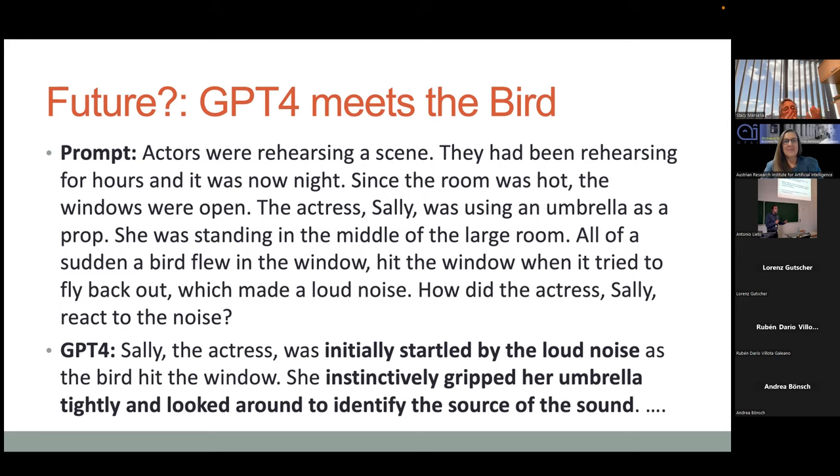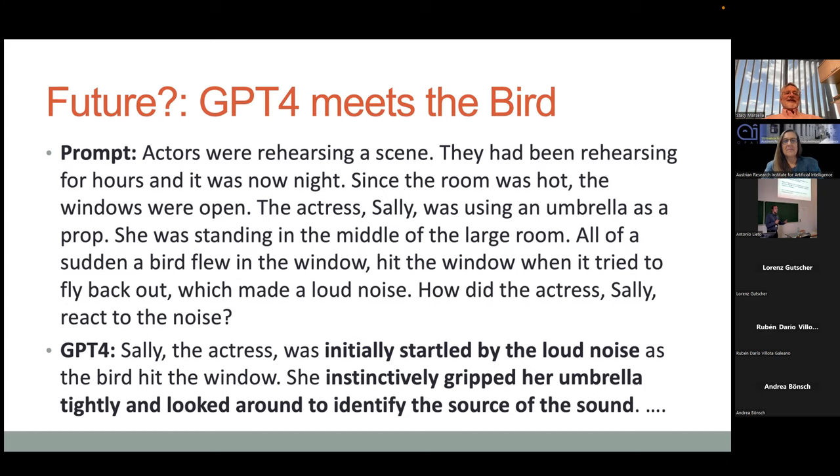We've been looking at it, for instance, modeling theory of mind processes, modeling appraisal dimensions. This is just something I did recently because I was kind of intrigued by it. I wanted to see how GPT-4 would respond to that birds video I just showed you. So I gave it a prompt. Actors were rehearsing a scene. They've been rehearsing for a while. One of the actors was using an umbrella. All of a sudden, a bird flew in the window, hit the window, and tried to fly back out. It made a loud noise. How did Sally react to the noise?